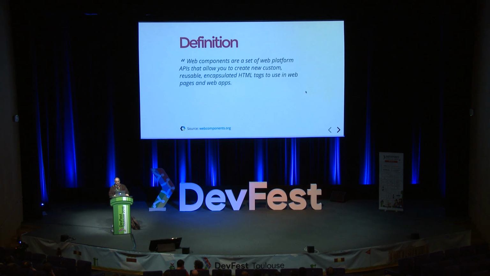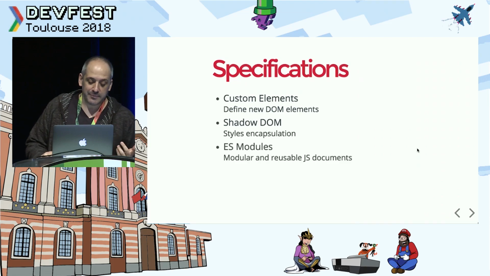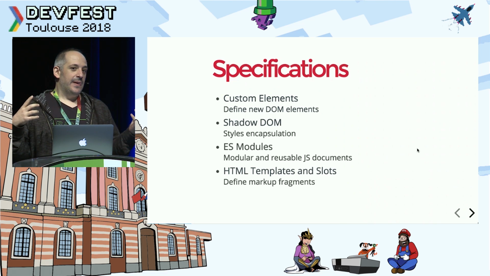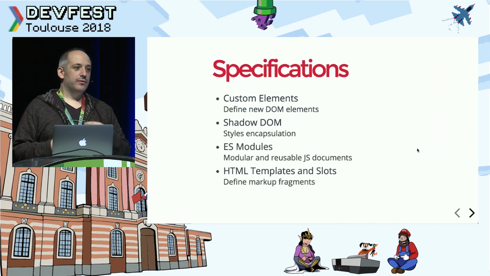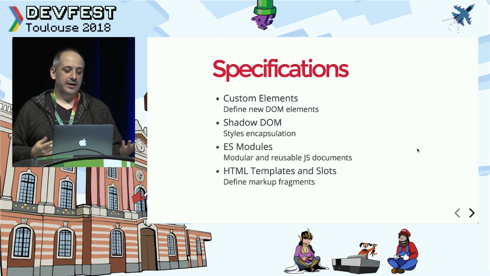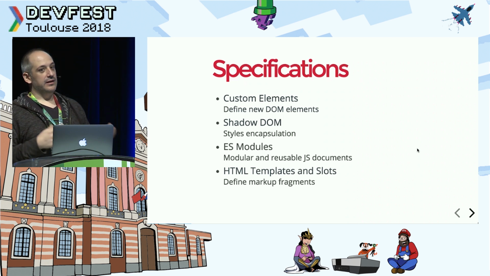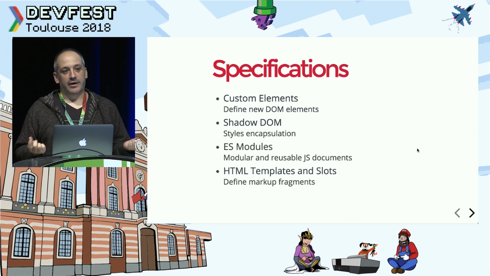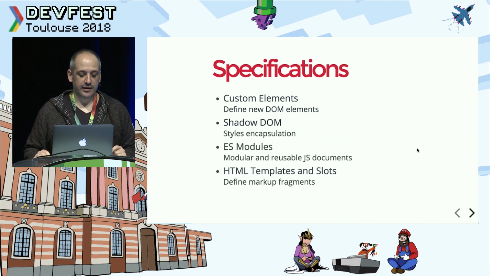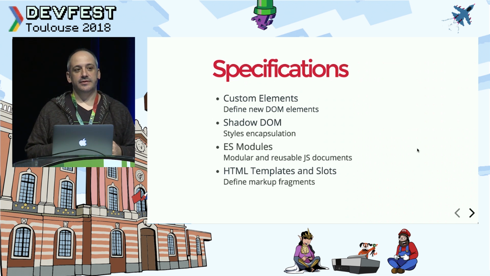Blah, blah, blah. The truth is that there are 4 APIs; it is not only one API to create web components. There are actually several APIs. Custom elements, which allow you to create new DOM elements, that means creating your own tags. Also the shadow DOM, which allows you to encapsulate the styles.